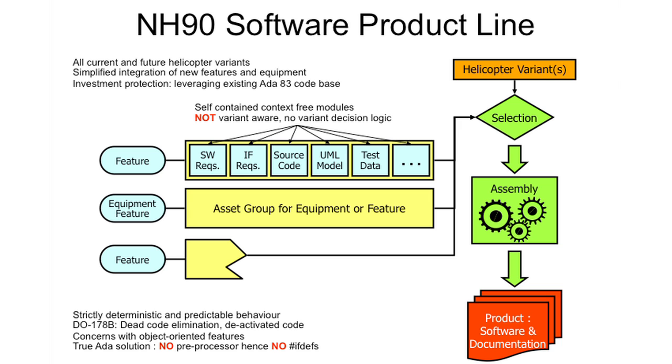One of the major constraints is investment protection. As I said, it's a huge code base in ADA83 code, and you can't throw that away. And for certain reasons, we couldn't just move to ADA95. And so we had to reuse that code. We couldn't throw that away. The same applies to the architecture, which gracefully was already feasible or useful for this kind of concept.